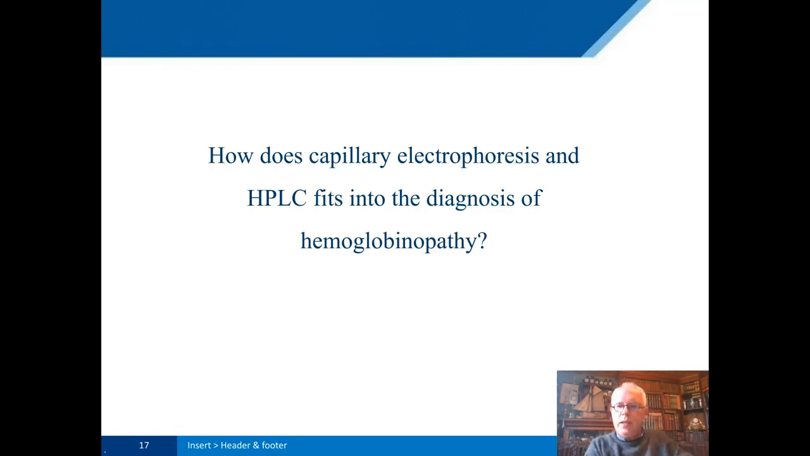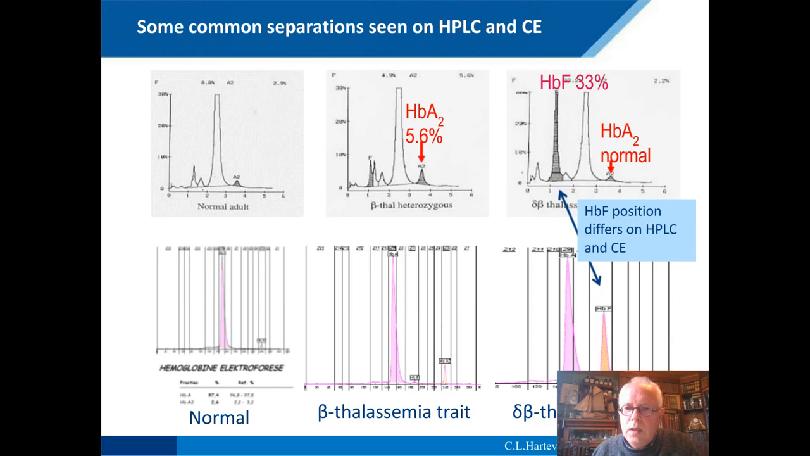Now, how do capillary electrophoresis and HPLC fit into the diagnosis of hemoglobinopathy? Well, here are some common separations. In the upper part, you see an HPLC, in the lower part, a capillary electrophoresis of the same patient every time. So if we look at the left, the normal gives hemoglobin A and A2, about 97.5% and 2.5%. If the A2 is elevated, this is typical for beta thalassemia trait.